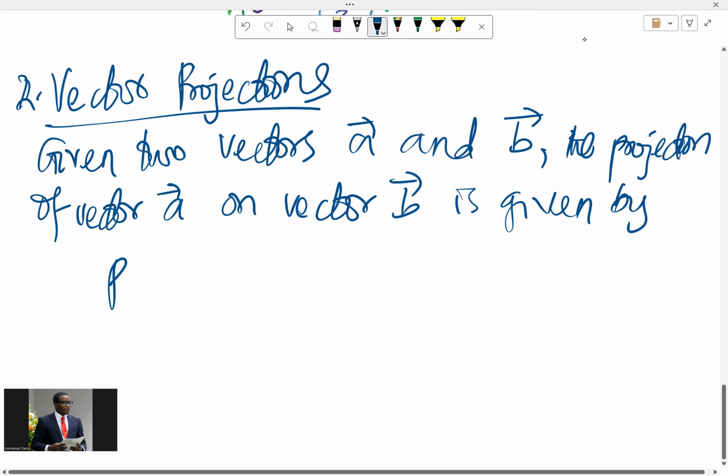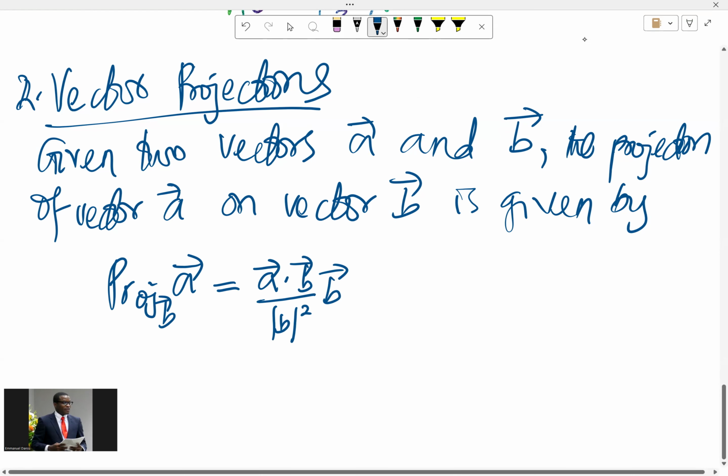what you can call proj. So we are projecting A on B, that is vector A on vector B. This is the notation. And that is equal to vector A dot vector B, the dot product of A and B, divided by the square of the magnitude of B, multiplied by the vector B itself. That's the projection of A on B.